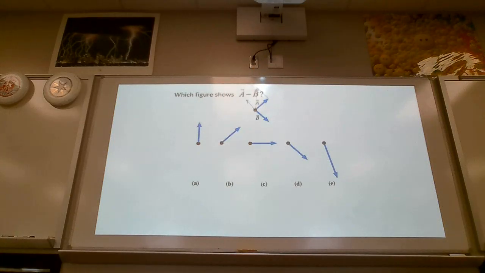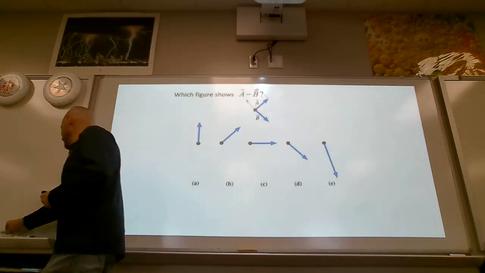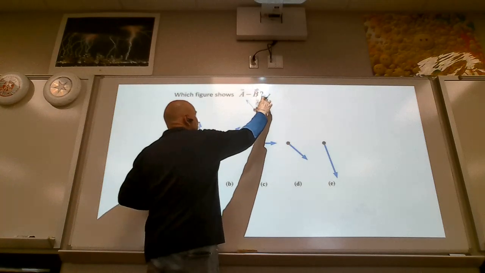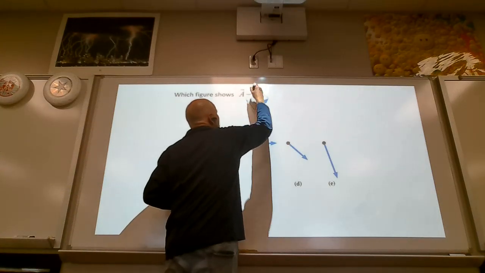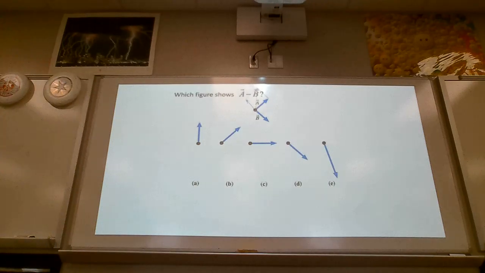Correct answer is A. Okay. It matters which one you flip, but it does not matter which one you cut and paste. If I cut and paste A, does that make sense? Make sure you flip the correct one first. Then do your head to tail. Good?